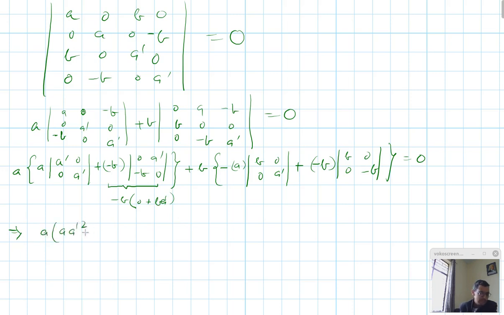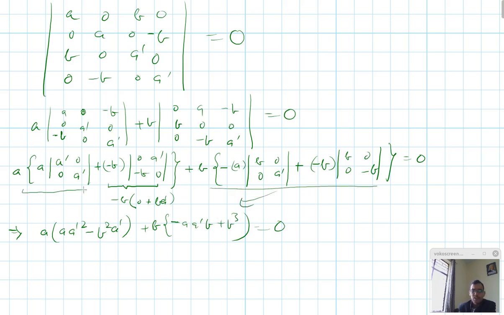A prime square minus B square A prime plus B, it is minus A prime B plus B cube, right? And it is equal to 0, means its expansion will be this, and this whole expansion will be equivalent to this one.